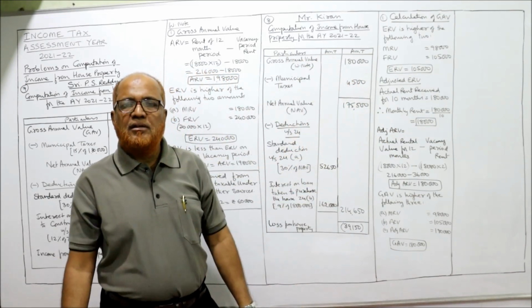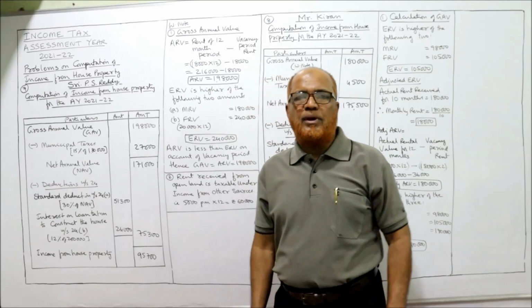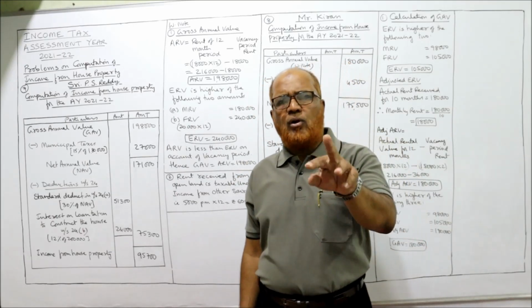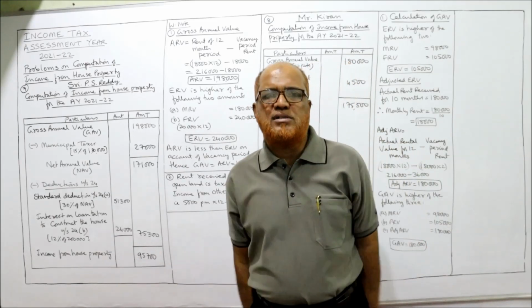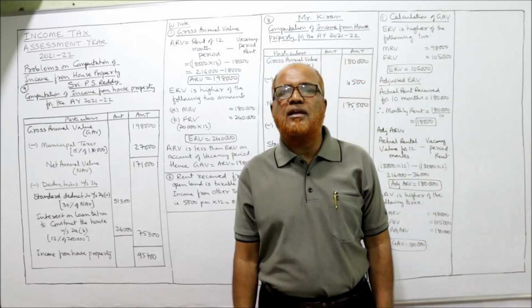That's it. So we have completed 8 problems on computation of income from house property. In every problem only 1 or 2 new points are there, the remaining points are all the same. So inshallah we'll continue with the next problem in the next video.